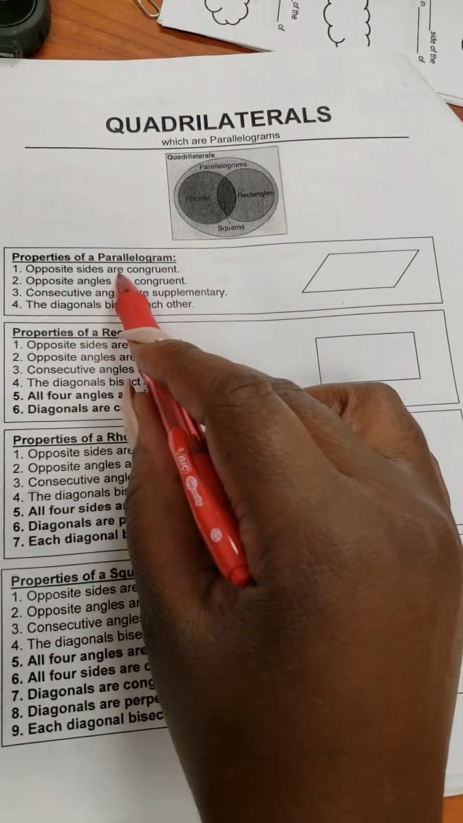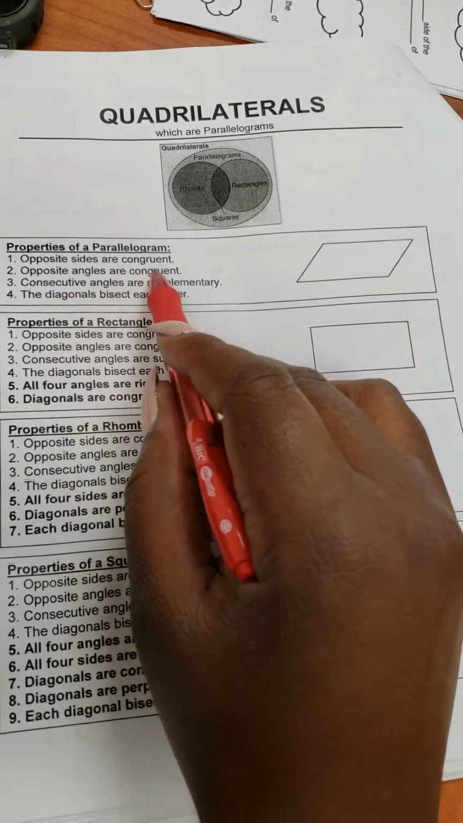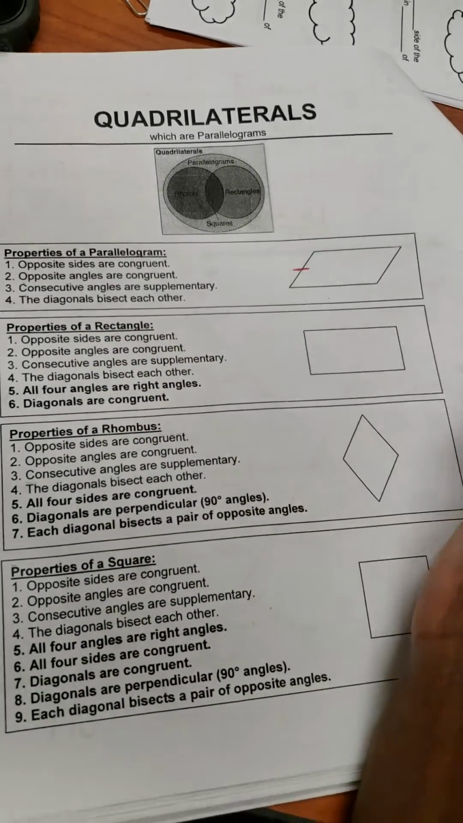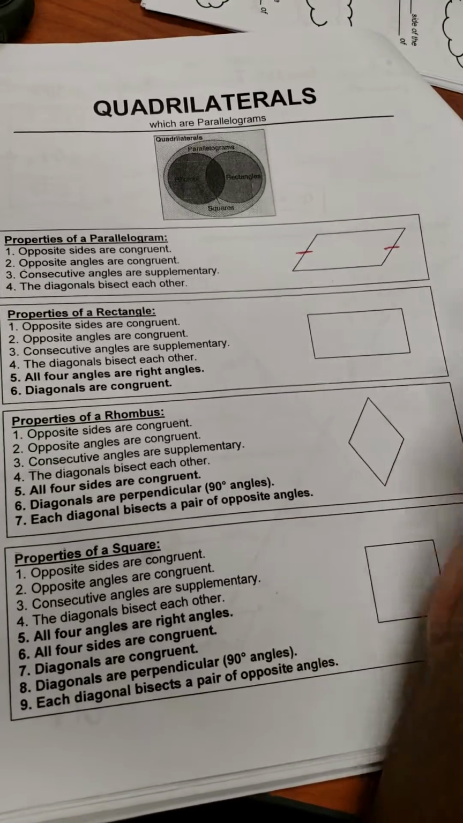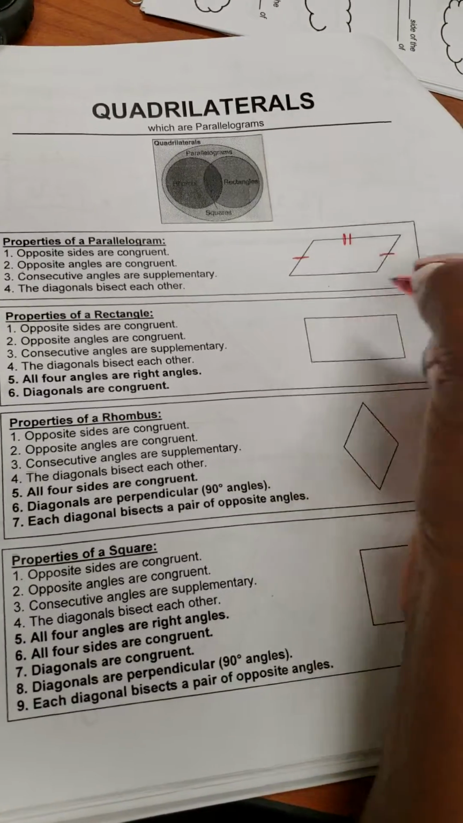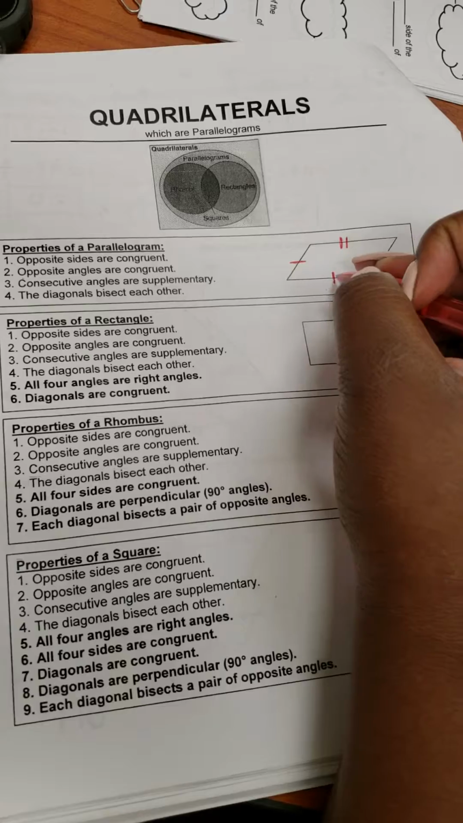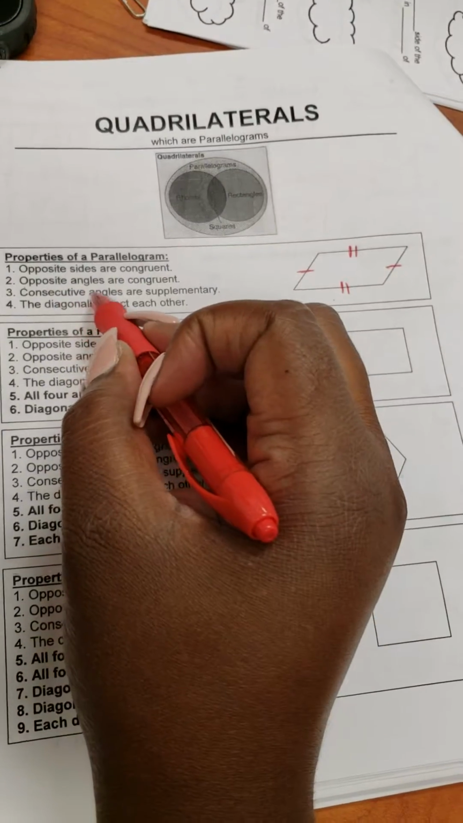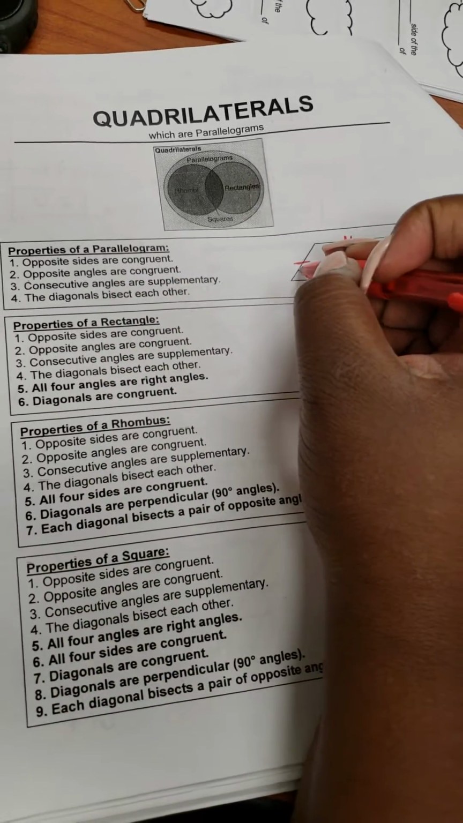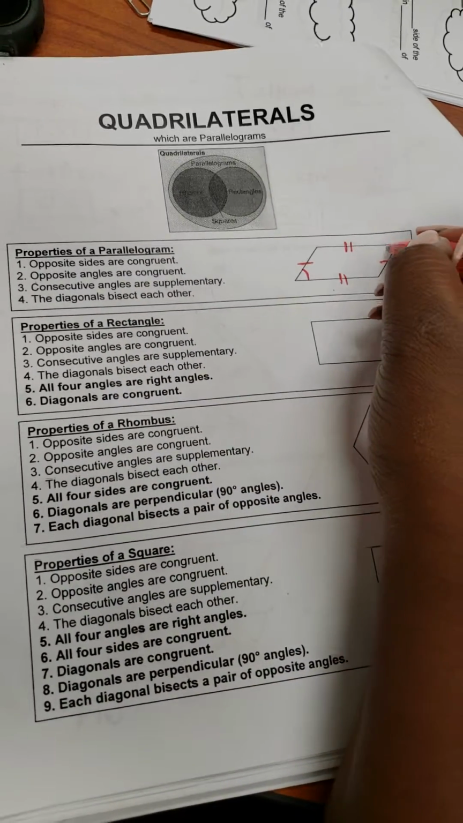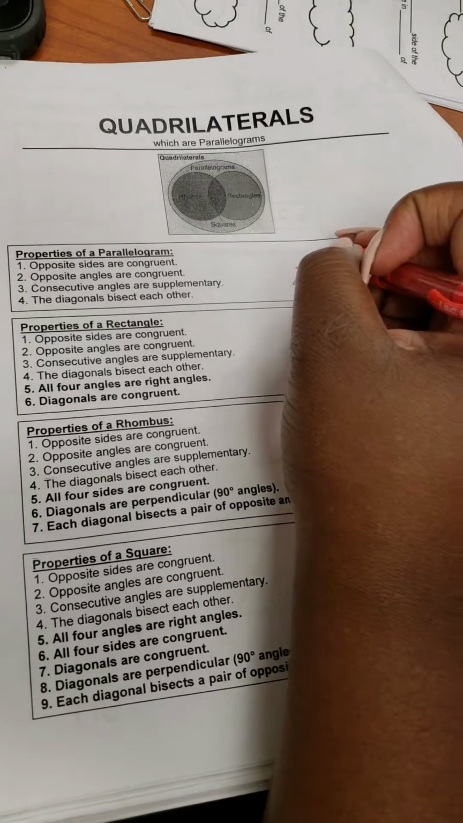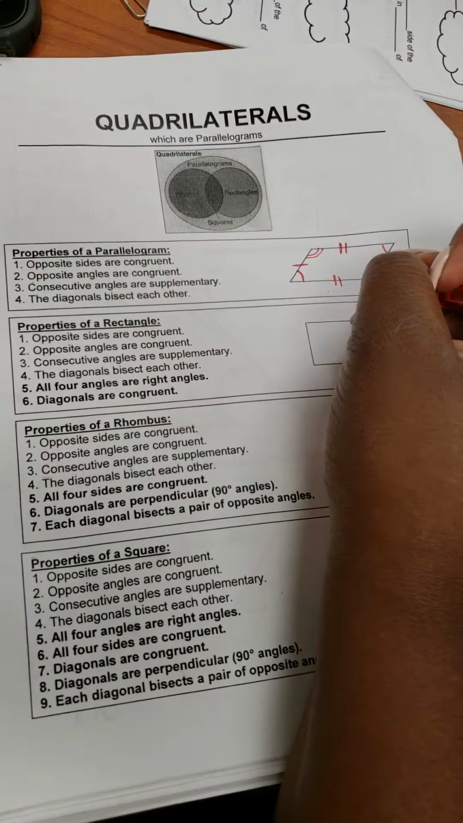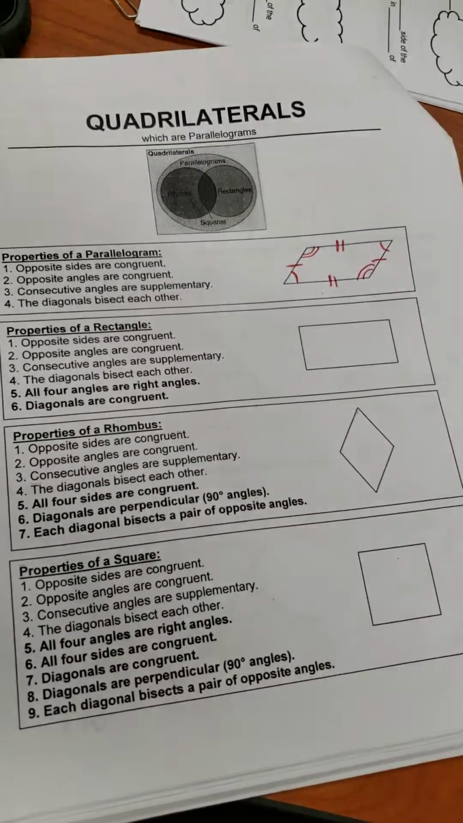So for properties of parallelograms, we have opposite sides are congruent. So this side is equal to this side. And then this side, we're going to use 2 tick marks, is equal to that side. Then it has opposite angles are congruent. So this angle is equal to this one. And then this obtuse one is equal to this obtuse one.